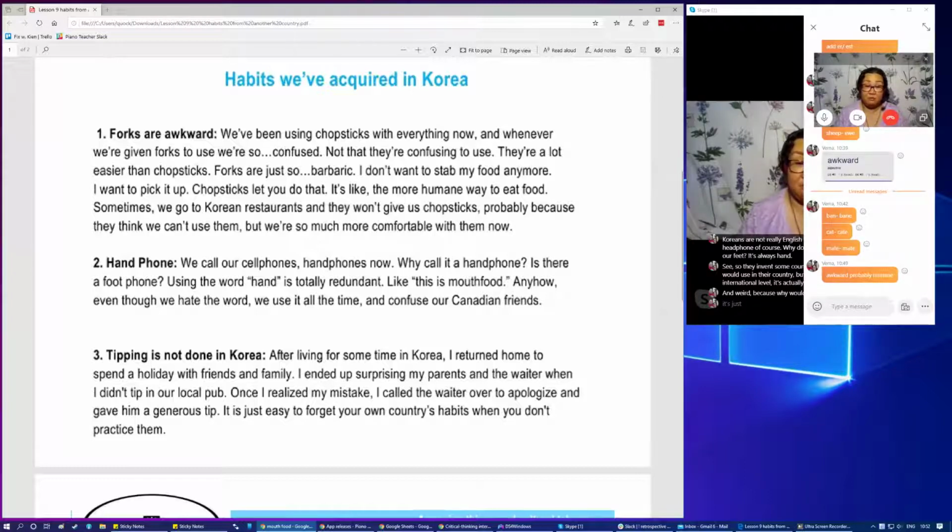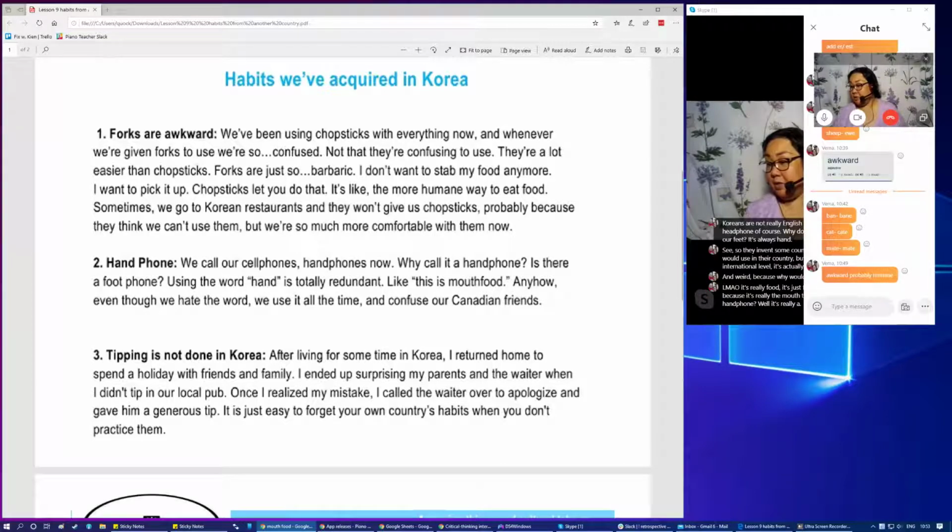You don't say mouth food because it's really the mouth that eats the food. Or Koreans say handphone. Well, it's really a handphone because who else would use the phone? Your feet?